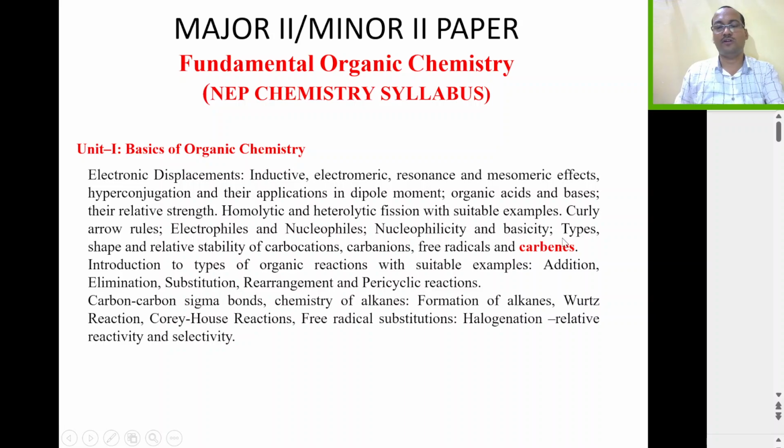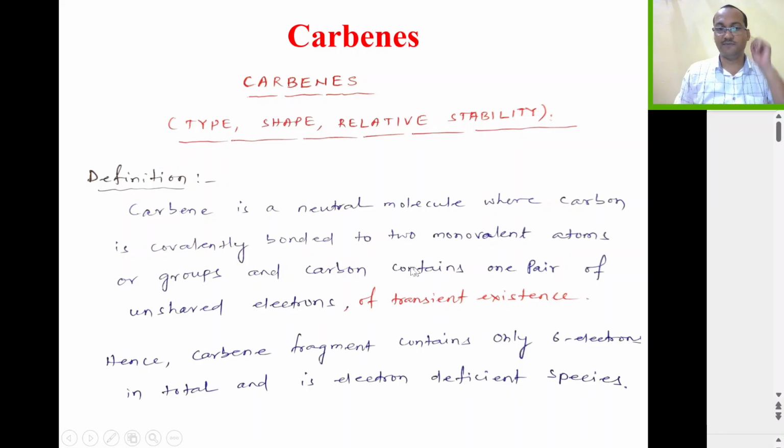So let's talk about the topic carbenes. Let's first define what is a carbene. Carbene is a neutral molecule where carbon atom is covalently bonded to two monovalent atoms or groups, and carbon contains one pair of unshared electrons of a transient existence. That means the carbon atom has a pair of electrons and it is bonded to two different atoms, and it is an electron deficient species. Hence the carbene fragment contains only 6 electrons in total, and it is electron deficient in nature.